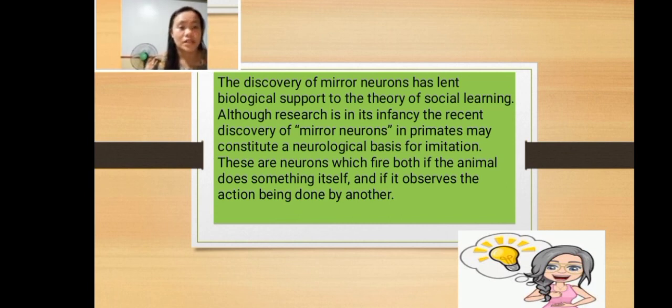Although research is in its infancy, the recent discovery of mirror neurons in primates may constitute a neurological basis for imitation.